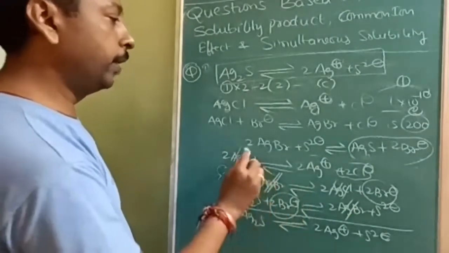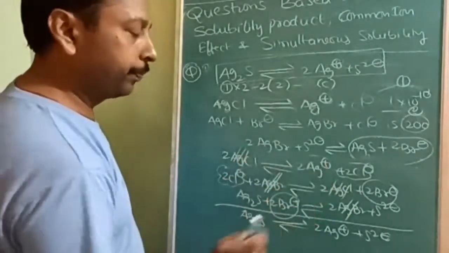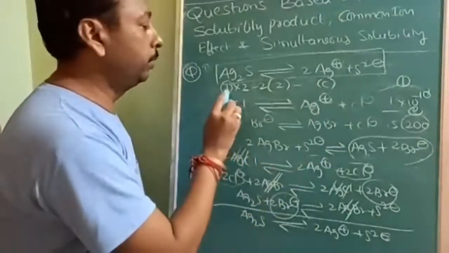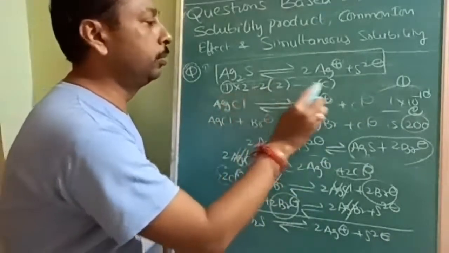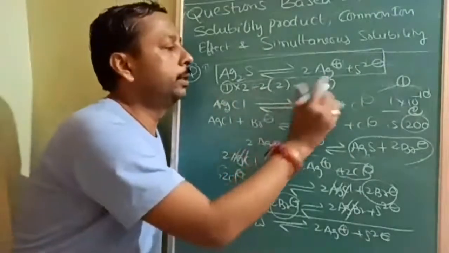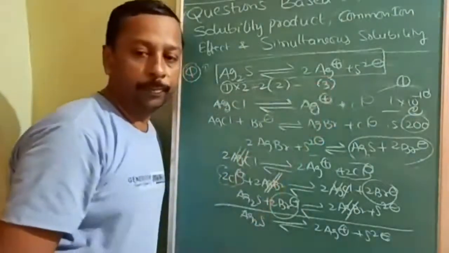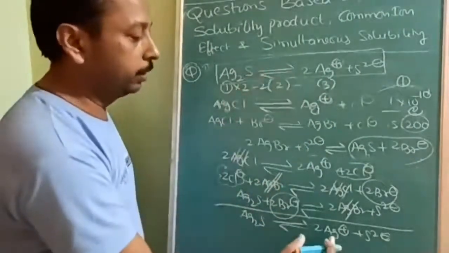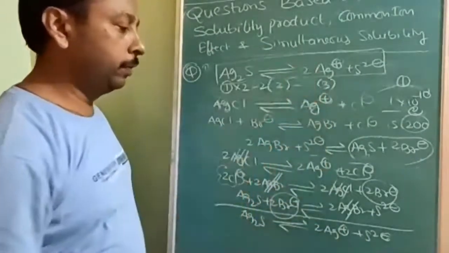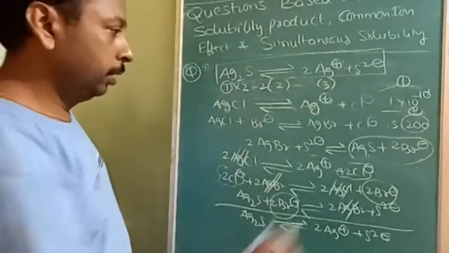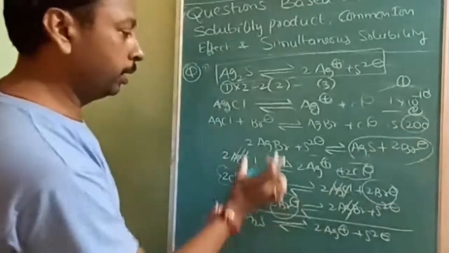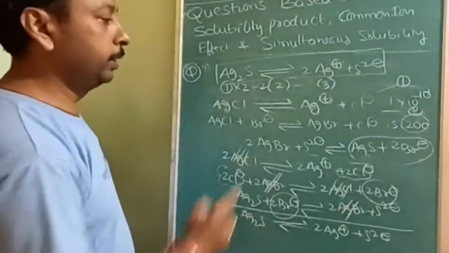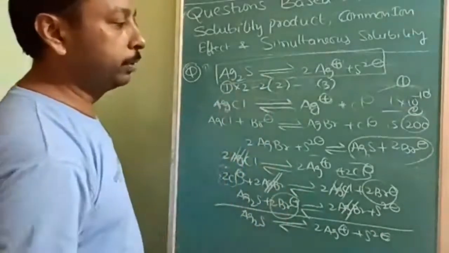So finally you will get this equation. For this equation, we have to take 1 into equation 2 minus 2 into equation 2 minus... So it is not C, it is equation 3. If you arrange them, then you will get the final target equation. See, this is the equation we want and this is what we got. Understood? So Ag2S plus 2Br minus gives 2AgBr plus S2 minus. After cancelling everything, we are getting the required equation.